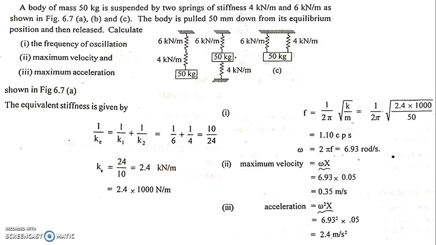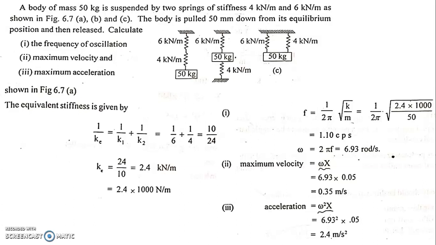We will just calculate the frequency, 1 by 2 pi root K by M. Frequency is what we have to calculate, and the mass and stiffness are known values. So we will be calculating the frequency as 1.1 cycles per second.